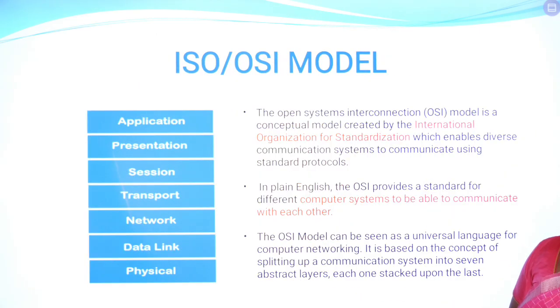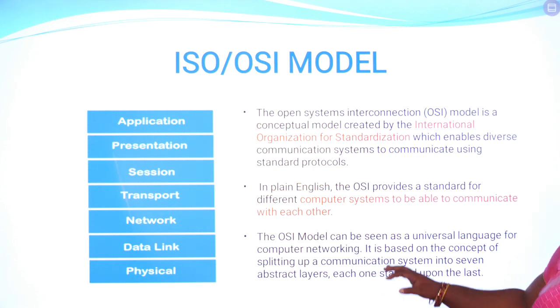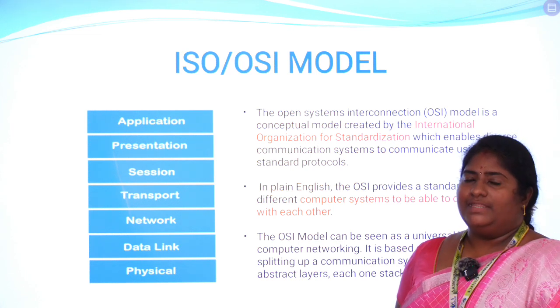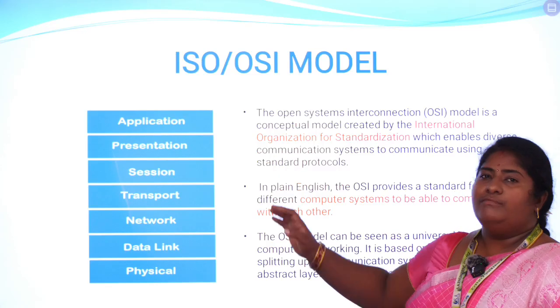So let us go into a small introduction of the ISO OSI model. When we consider the ISO OSI model, it is called a conceptual model. It was created by the International Organization for Standardization. It is a standard protocol through which data can be transferred from one network to the other network. When transferring the data, all these 7 layers will be a part of the communication.